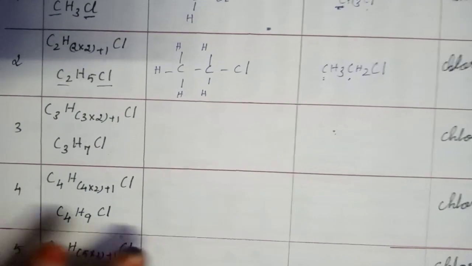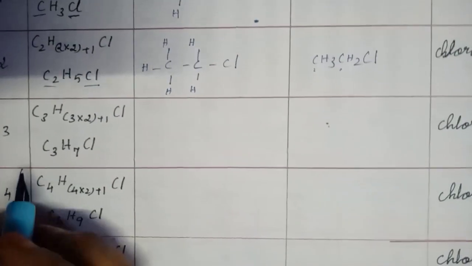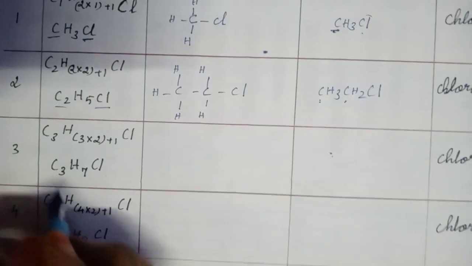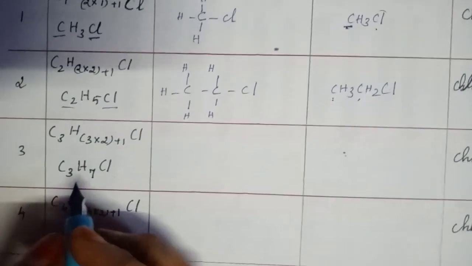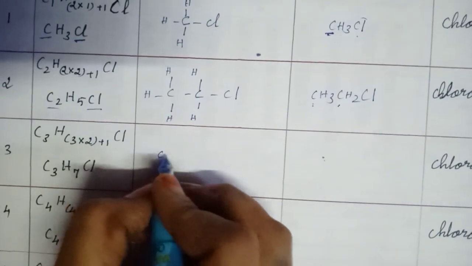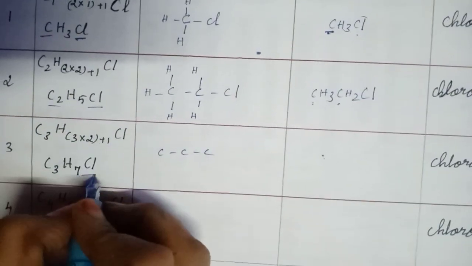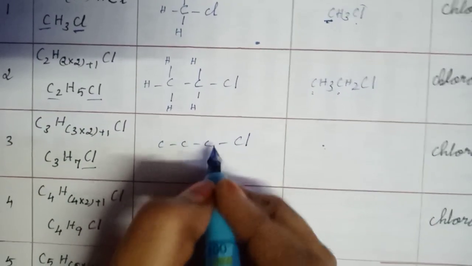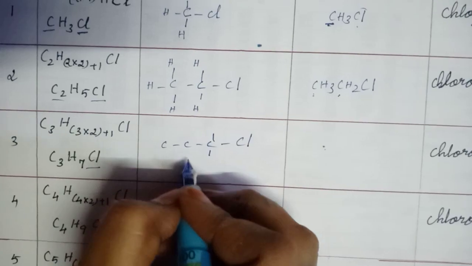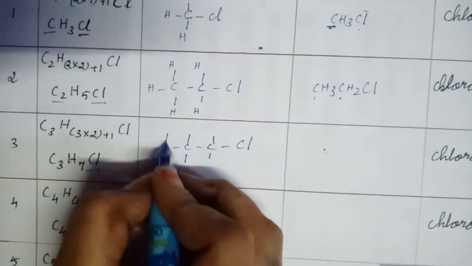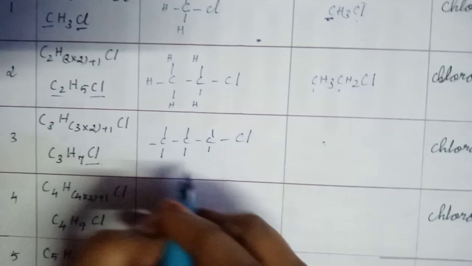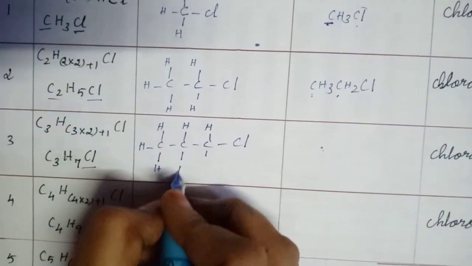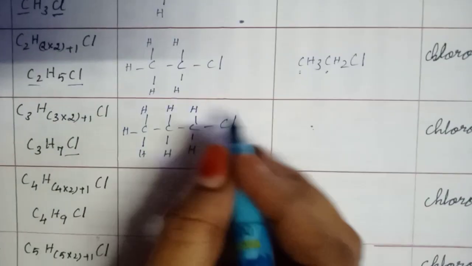Next, number of carbon 3. I substitute 3 in the general formula and get C3H7Cl. First we convert the molecular formula into the structural formula. 3 carbon atoms, 1, 2, 3, and the functional group chlorine. Next the framework: this carbon needs 2 for satisfying tetravalency, this carbon also needs 2, and this carbon needs 3. Now the place for hydrogen. Here I denote the hydrogens. Number of hydrogens is 7.